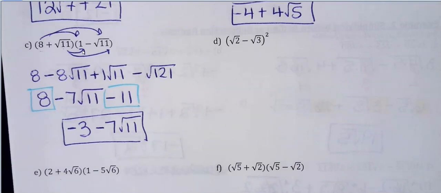So that's what everybody tells me to do. What do you think? You don't want to distribute the exponent. What does it mean if I square something?